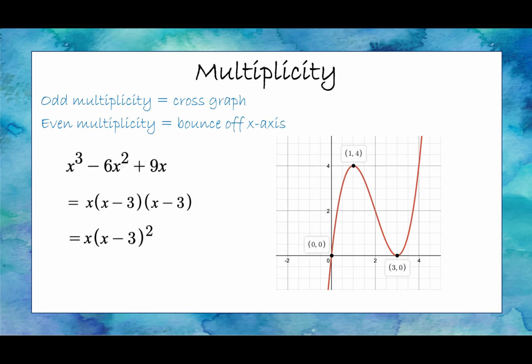Now, anytime you have what we call an odd multiplicity, what do I mean by that? Well, this is x to the first power. That's a multiplicity of 1. It's going to cross the graph. And anytime there's an even multiplicity, like it's squared, it's going to bounce off the x-axis.